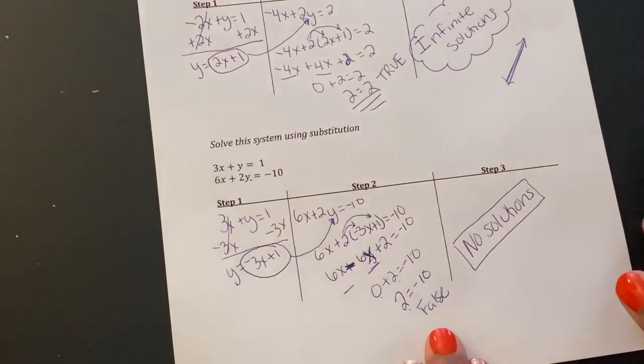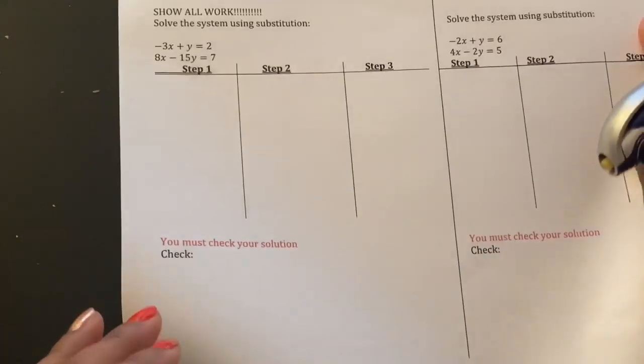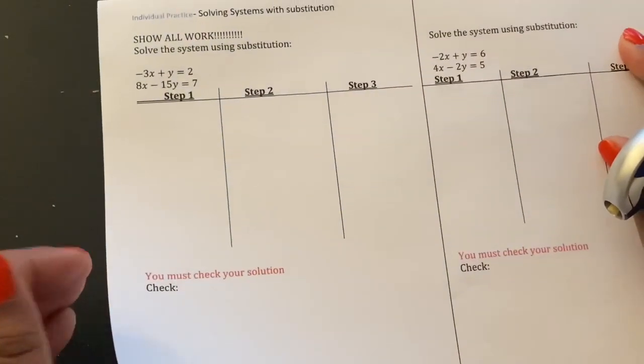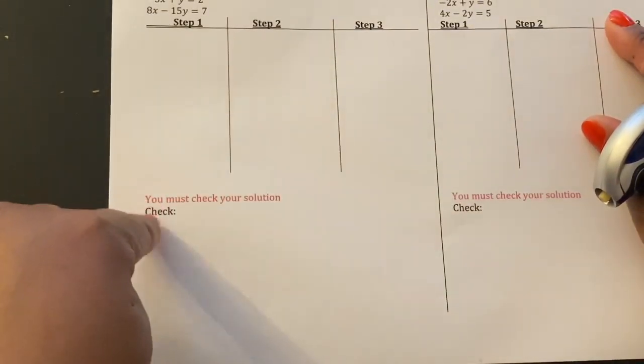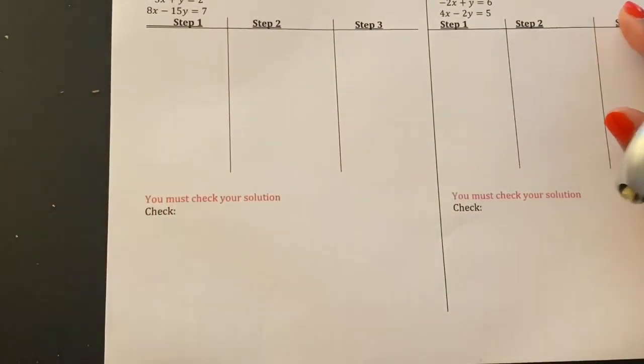Okay, now for your individual work, I give you 4 problems to work on. Again, use all your steps. I've broken it down for you. Use all your steps. Don't forget to check your answers. And then remember that they might not always have a solution, and they can possibly have infinite solutions. So don't get tripped up if when you're substituting, it gives you a false or true statement, such as the ones we just did before.